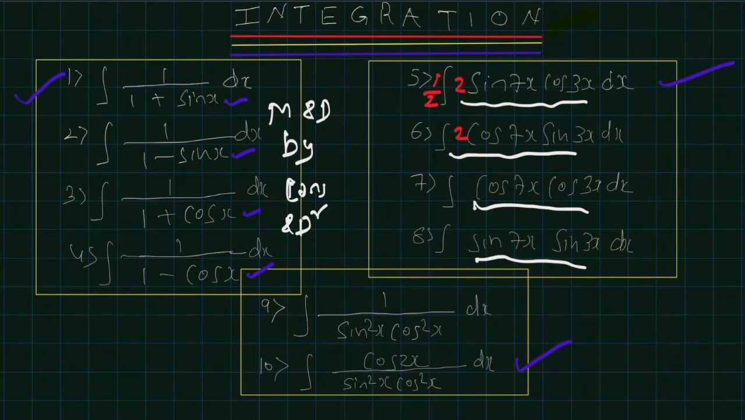The third category is questions number 9 and 10. The denominator is the same, sin square x cos square x, in both places. In the numerator, in place of 1 and in place of cos 2x, I'm going to use some trigonometric formula. Which formula? Let's wait till the end of the video to find out. So I'll solve some questions: I'll be doing question number 1, question number 5 and question number 9 in this video.